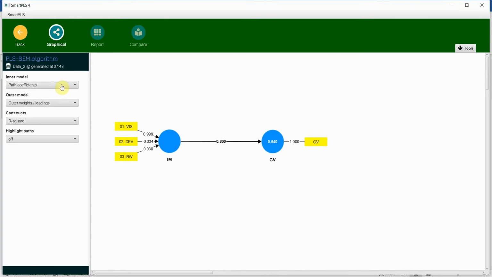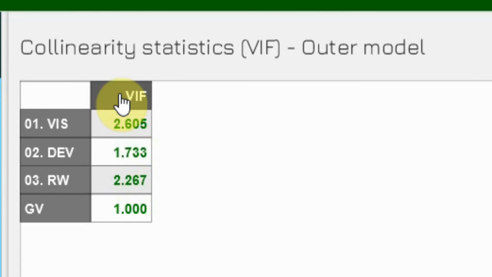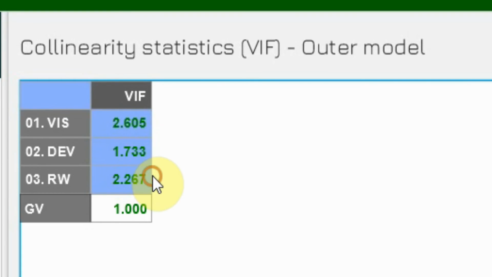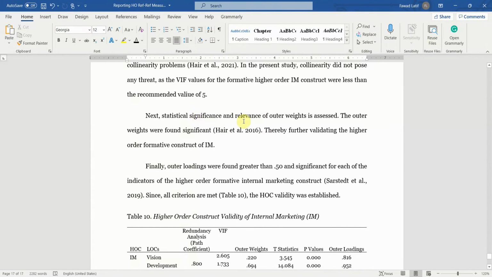How? Have a look here. Let's go to reports, variance inflation. Look at this. No values for this higher order construct are over 5. So no issues here. Now next, you assess the outer weights.